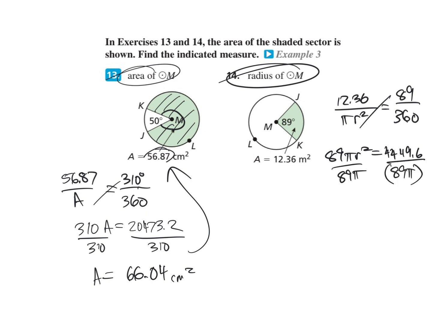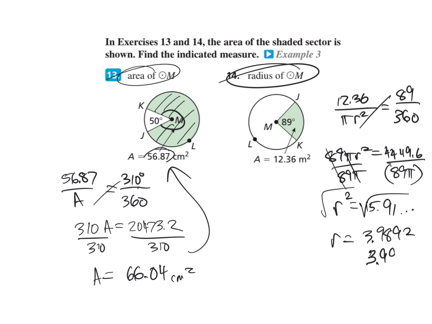So this is a group. So we get r squared equals 4,449.6 divided by the group 89 times pi. That gives us 15.91. Take the square root. Second, x squared, second negative. R, the radius, is 3.9892. So this is going to be 3.99 meters. That should be the answer. And that's correct.